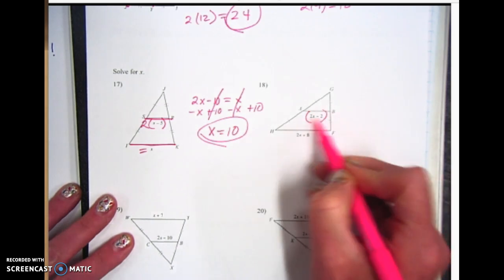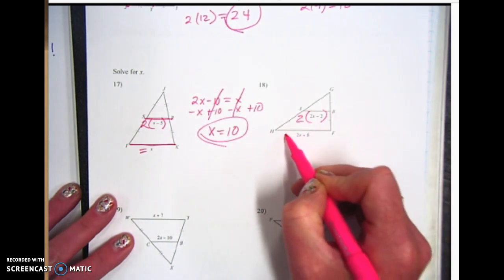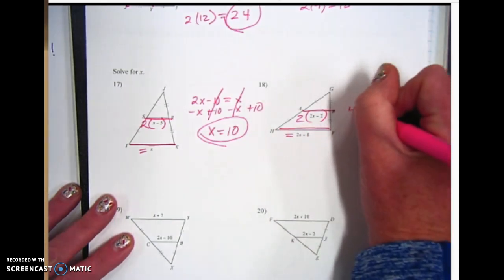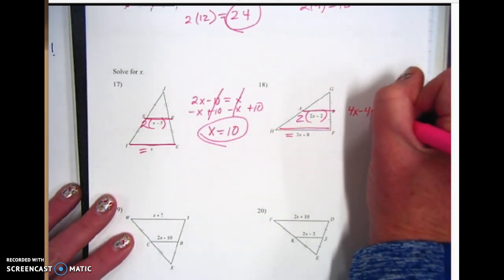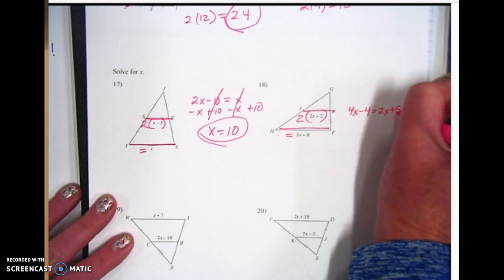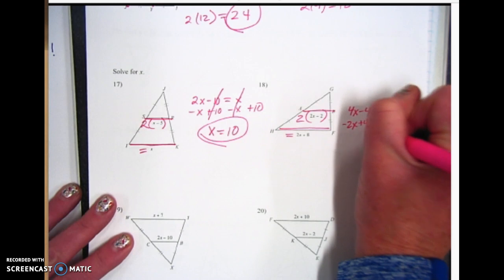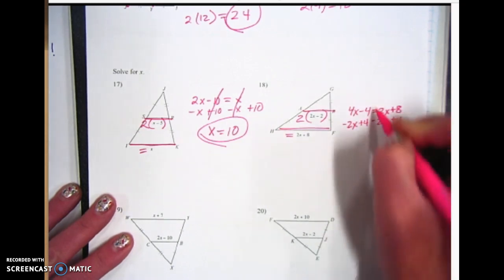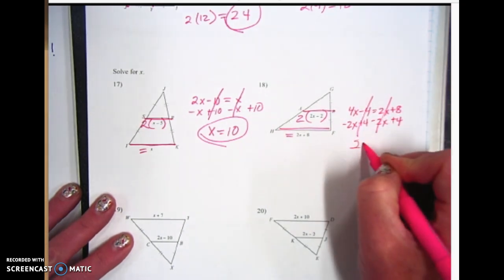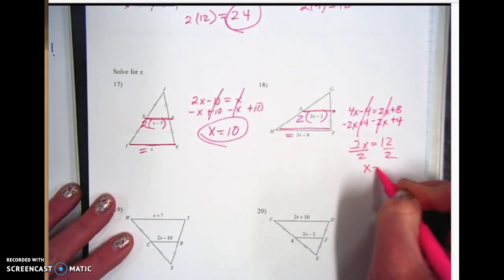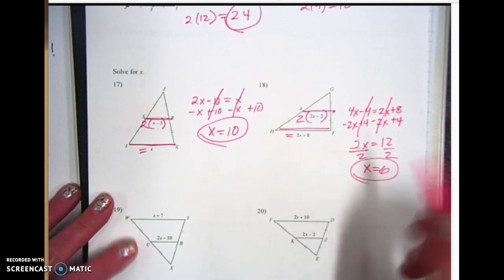Same thing here. 2 of these is going to be equal to 1 of these. So we're going to have 4x minus 4 equal to 2x plus 8. Subtract the 2x. Add the 4. Opposites, opposites. So we have 2x equals 12. Divide by 2. And x equals 6.